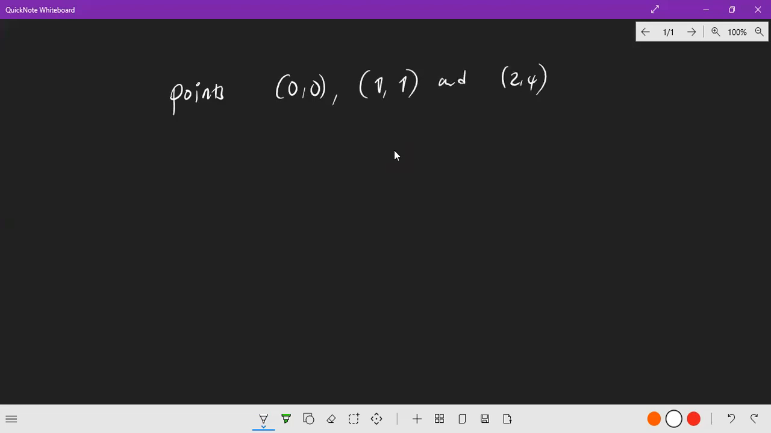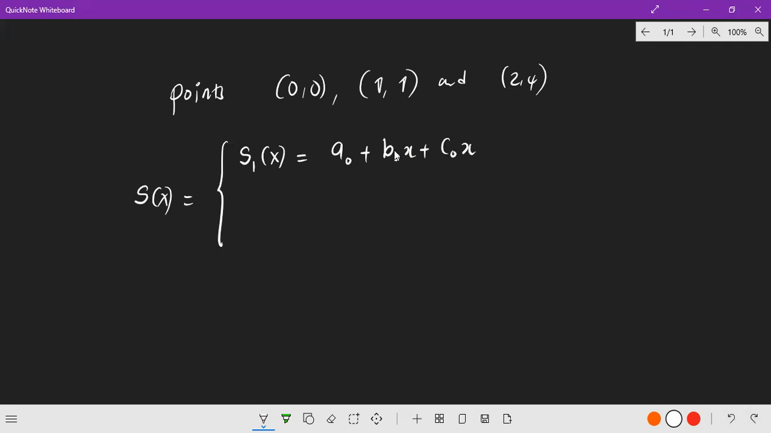So we want to find a quadratic spline that will interpolate these points here. A quadratic spline is given by s of x, a set of piecewise functions, the quadratic functions, of course. So we're going to have the first piecewise function as s1 of x equal to a naught plus b naught x plus c naught x squared.